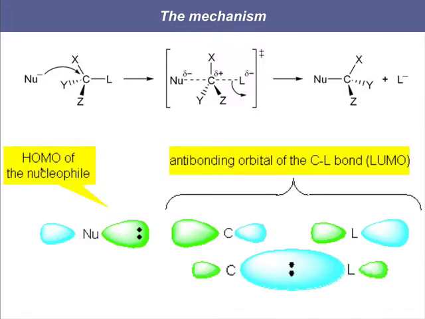So this is a little bit of an odd picture. What I'm showing here is the carbon leaving group bond. So here's the bonding orbital. You remember this is what bonding orbitals look like. They've got high probability of electron density between the atoms and low probability of electron density away from the atoms.